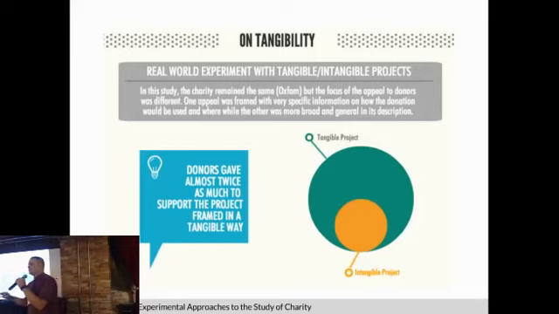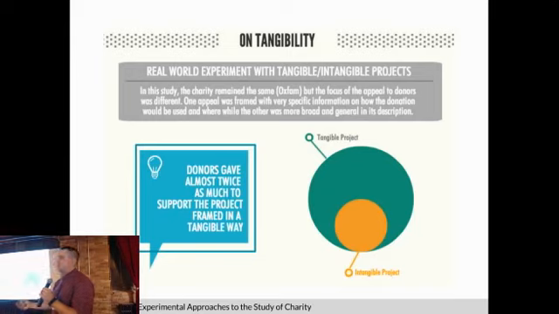So they ran a follow-up study and said, let's look at the exact same organization and the exact same project, but frame it slightly differently. This is with Oxfam. All they did was talk about the same project, one way more tangible, one way less tangible, and it was 2 times the amount of money raised from donors. Same project, same work, just positioned differently. Double the donations.